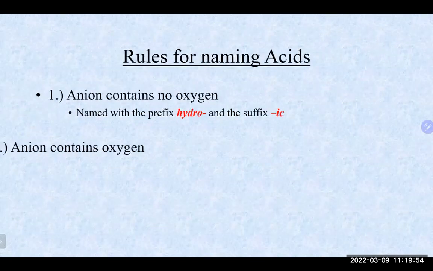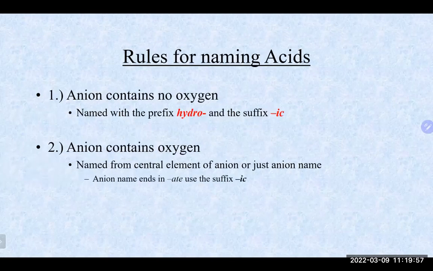All right, so as I mentioned before, as we just did there, no oxygen. We got the hydro and the ic at the end. And obviously, we use the negative guy there to fill in the missing part.